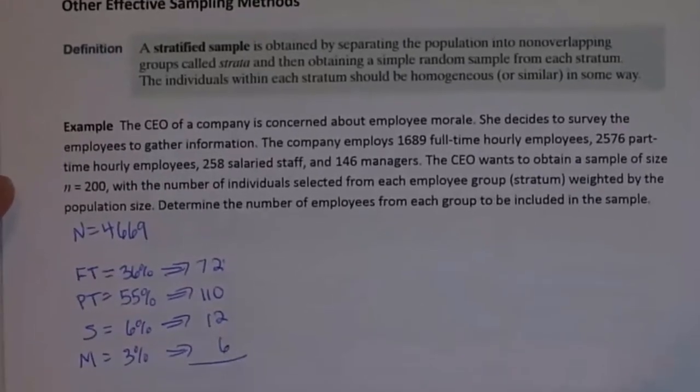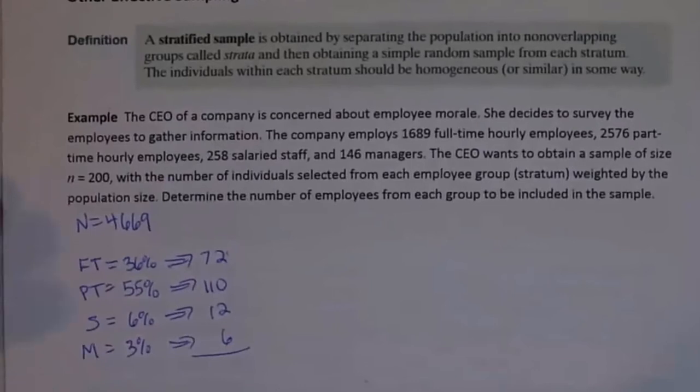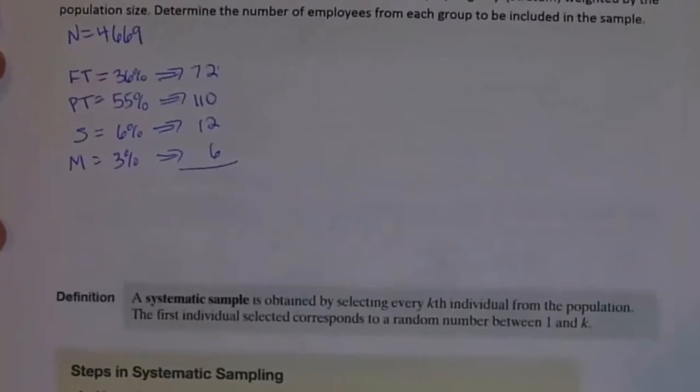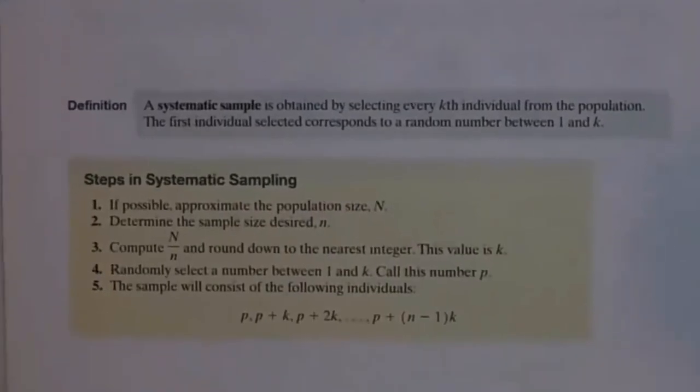So that is stratified sampling, which again involves randomness, and so it is an acceptable method for obtaining our sample, and it's more likely that it's going to reflect the population.